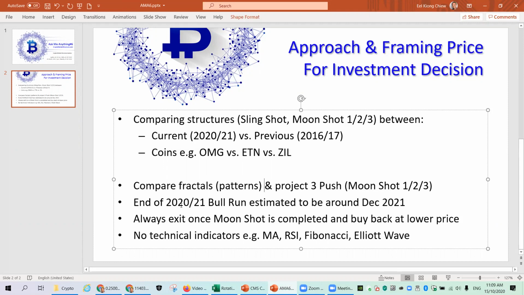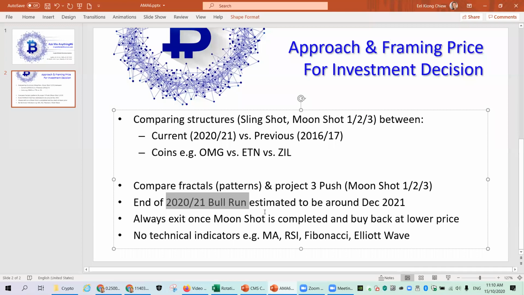Other question would be when this will all end. So remember that my projection on the bull run, the end of the bull run, hasn't changed. It is still the end of 2021. So December 2021, that is.